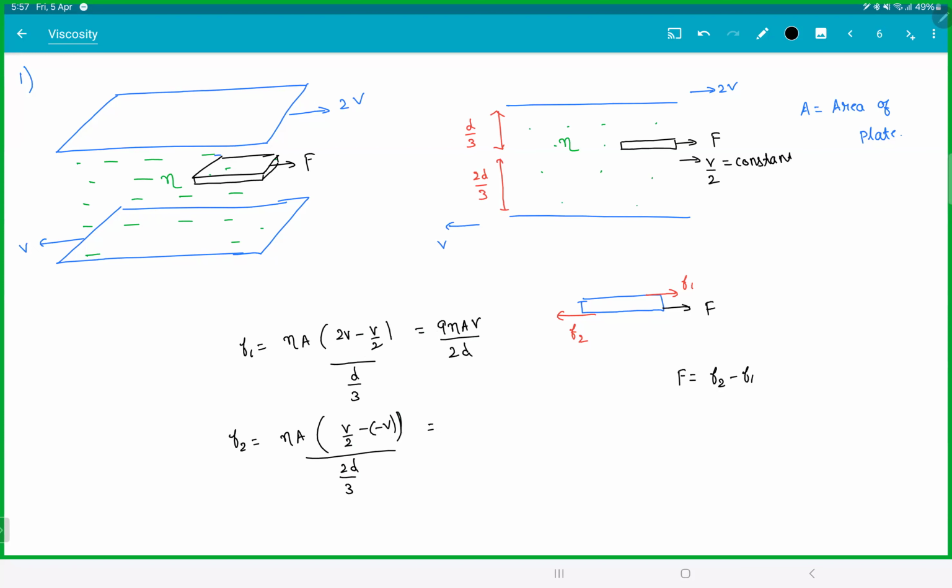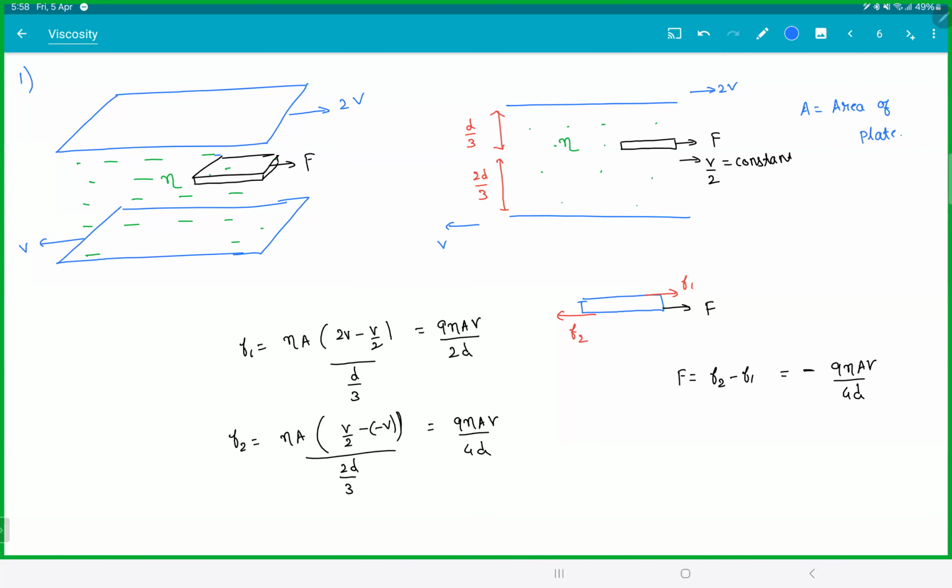The area would be 3V by 2, so that is 9 eta AV by 4D. So if you subtract this, F2 minus F1, I end up with minus eta AV by 4D. Minus indicates the force is not towards the right, but the force is towards the left. Clear? I hope everyone is clear with this.